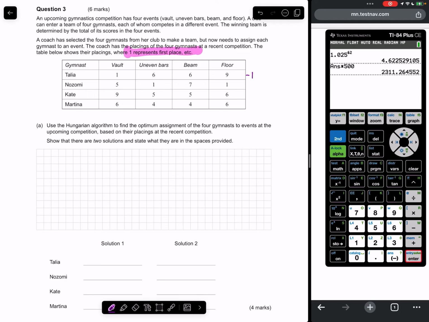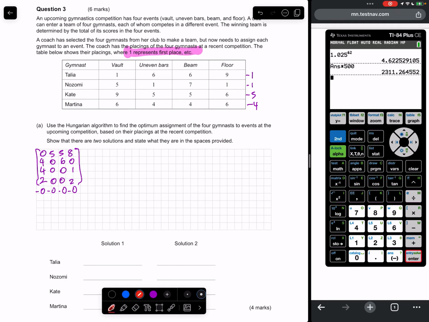Subtract the smallest number in each row: the top row minus 1, then the smallest number, smallest 5, smallest 4. So we get 0, 5, 5, 8, 4, 0, 6, 0, 4, 0, 0, 1, 2, 0, 0, 2. Subtract from columns: take nothing, take nothing, take nothing, take nothing. So we can now do our lines.